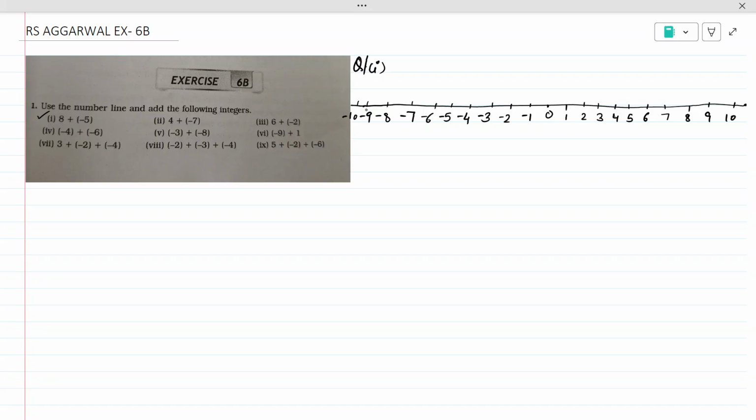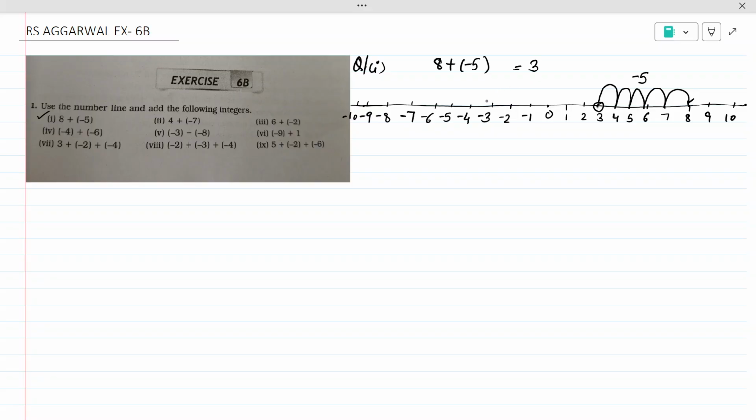questions here. Okay, so first we have 8 plus minus 5. So our starting number is 8. To this 8, we are adding minus 5. That means we are going in the opposite direction. We are taking 5 steps in the opposite direction. So starting from 8, we have 1 step, 2, 3, 4, and 5. So after taking minus 5 steps from 8, we get 3. Okay, so the answer of 8 plus minus 5 using the number line is 3.